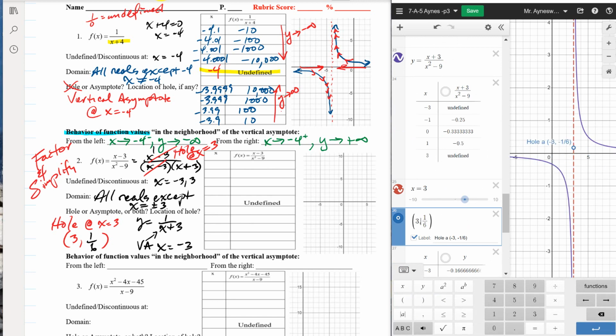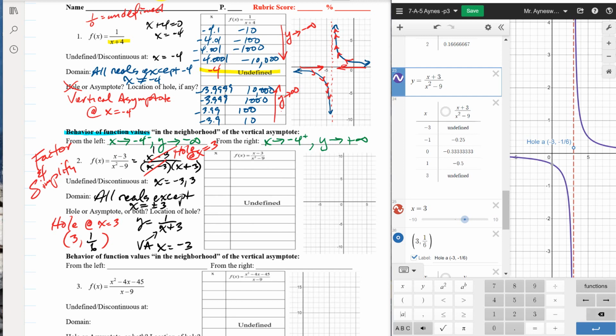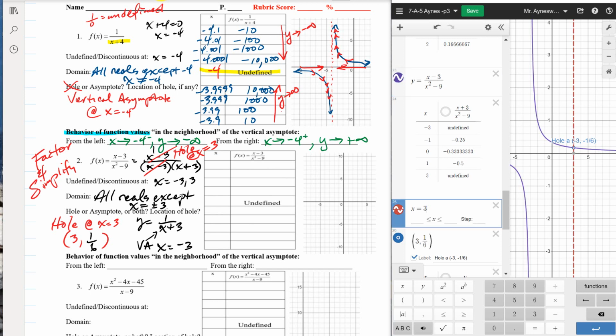Okay, so what's going on here? Did I put the right function? Oh, I don't even have the right function in. I got to type in the right function. It should be x minus 3. Sorry, I knew I made a mistake somewhere. Okay, and then the vertical asymptote at negative 3. So I got to put in the right function. So there we go. Now things are looking good.